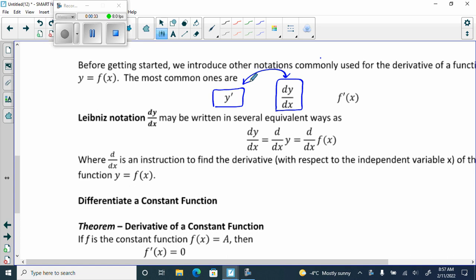This one's called Leibniz notation. I'm assuming Leibniz was the person who made it. I'm not sure if I'm saying it right, but I know for a fact you're not.